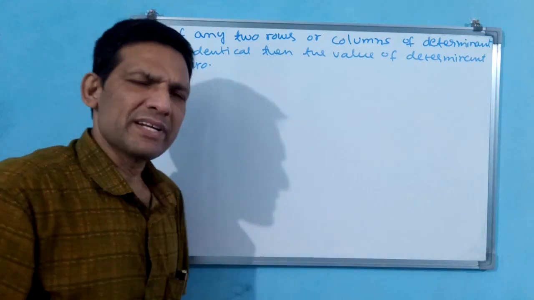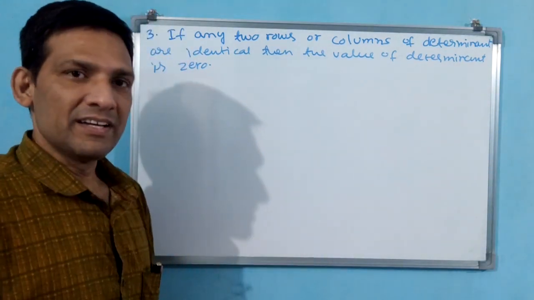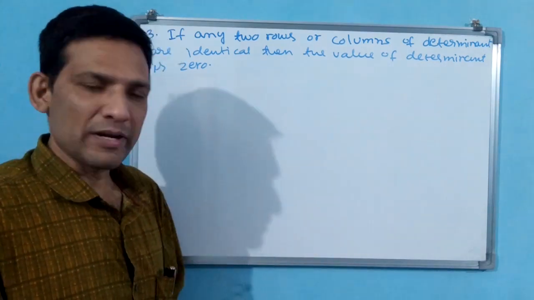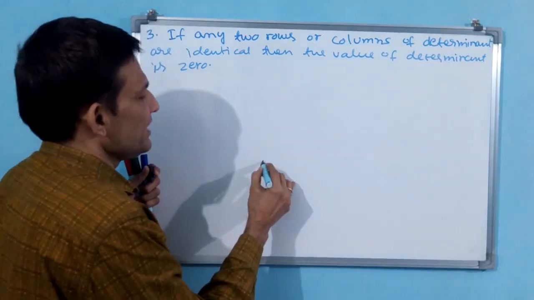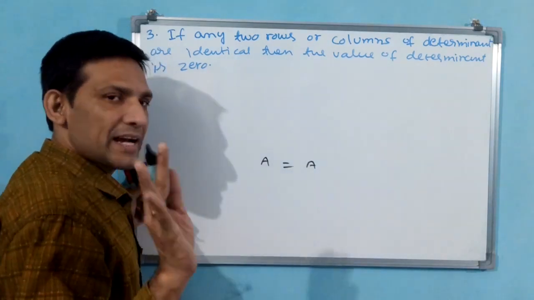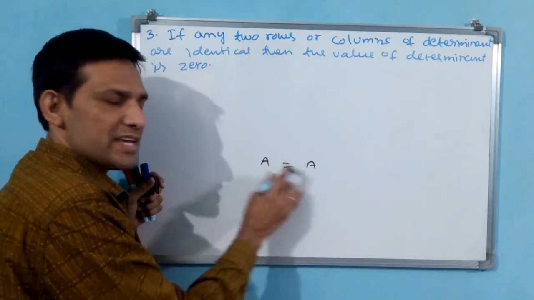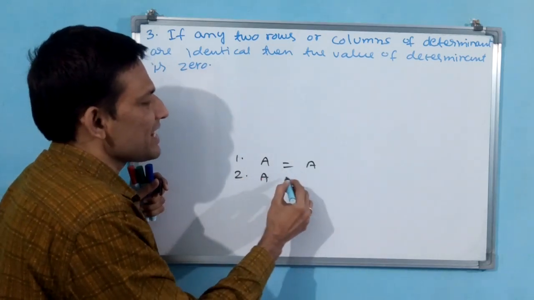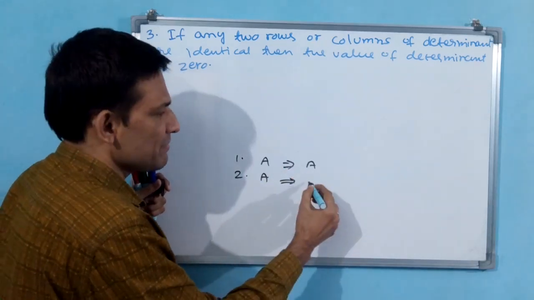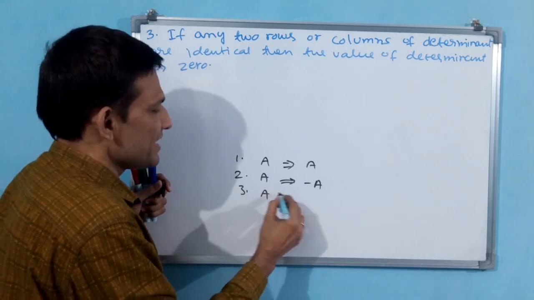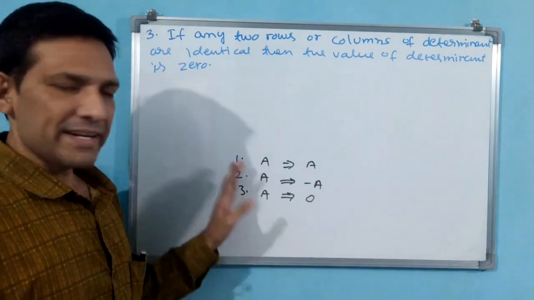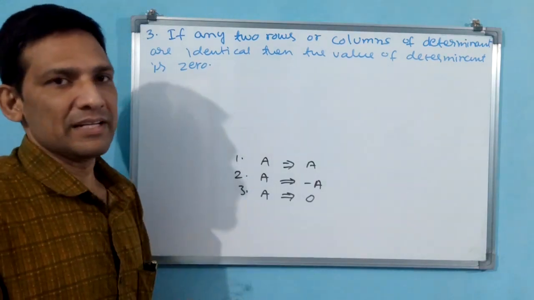You see, first property there is no change. Second property only the sign changes. Third property it has become 0. Like that you have to remember. First property, A is A. I am not writing a matrix here, just for analogy's sake. Second property, A has become minus A. Third property, A has become 0. Like this you have to keep in your mind.